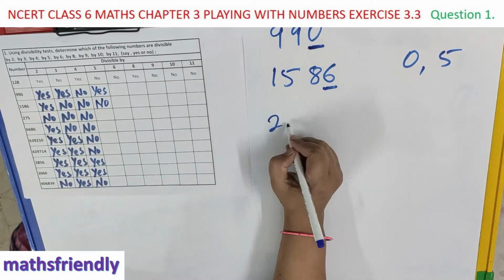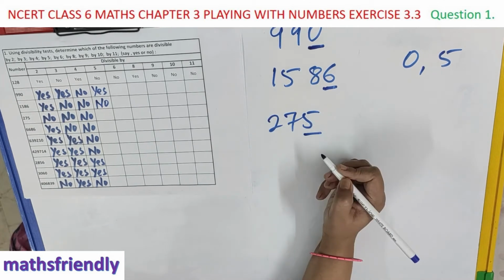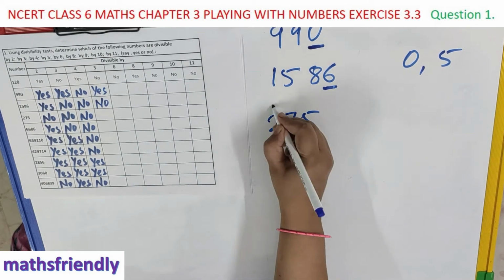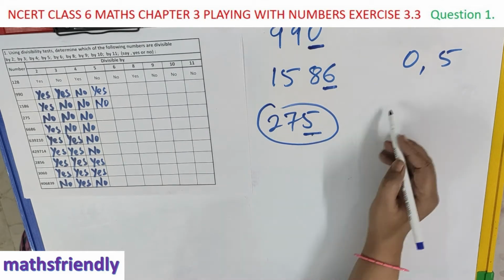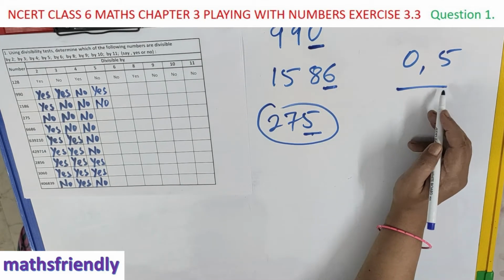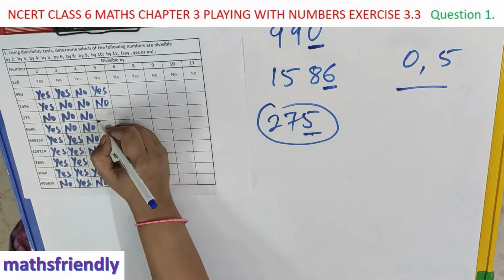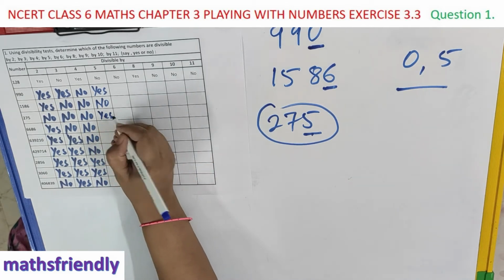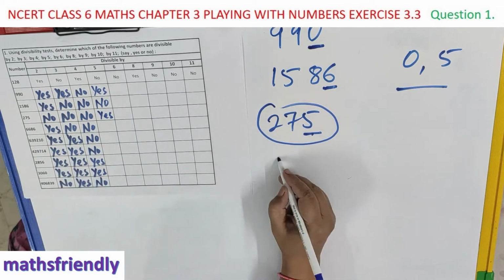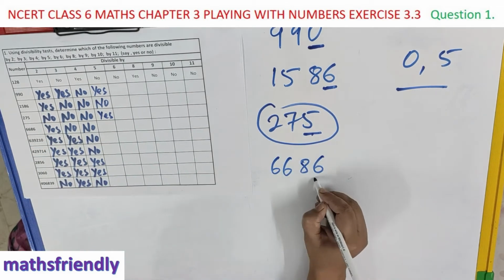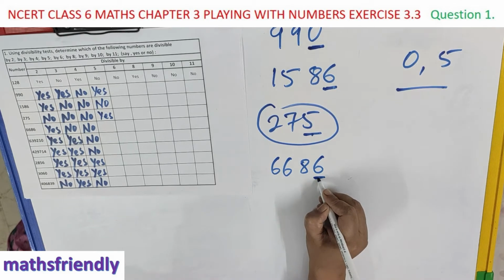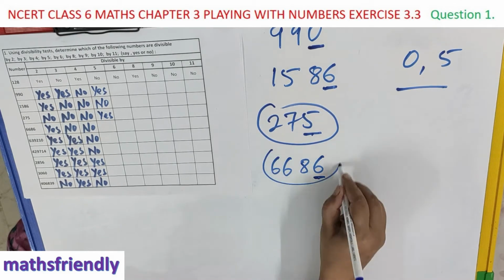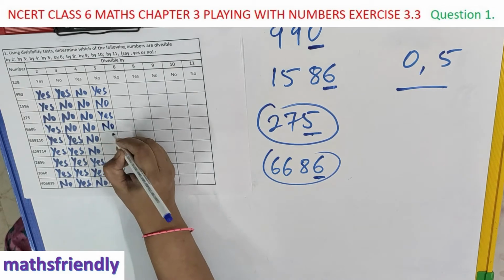The next number is 275. The units place has 5. So this number also is divisible by 5 because the units place should have either 0 or 5. So this number is divisible by 5. Yes, it is divisible by 5. This number, 6686, the ones place has 6. It means this number is not divisible by 5. So we will write no.